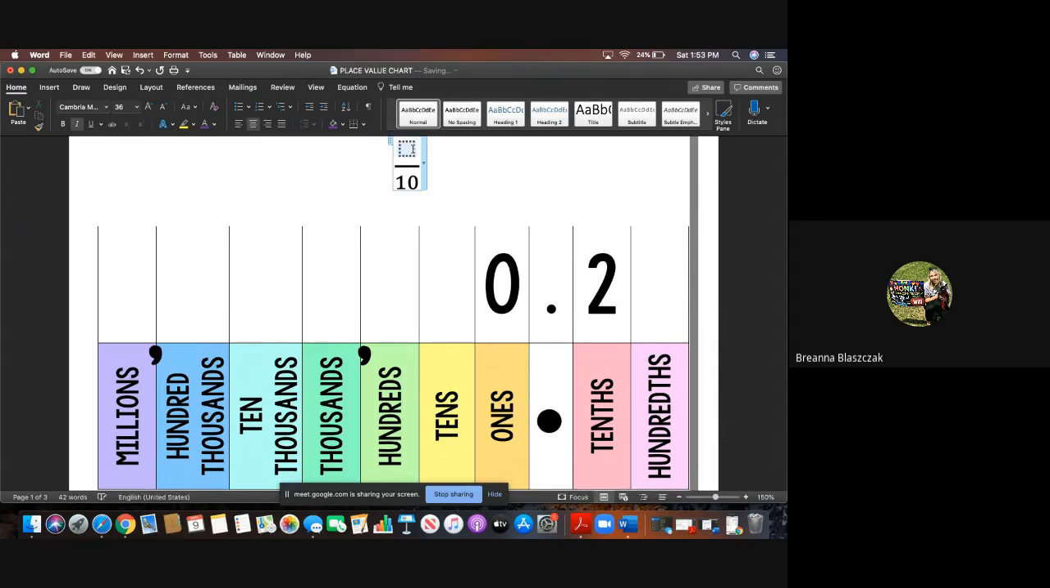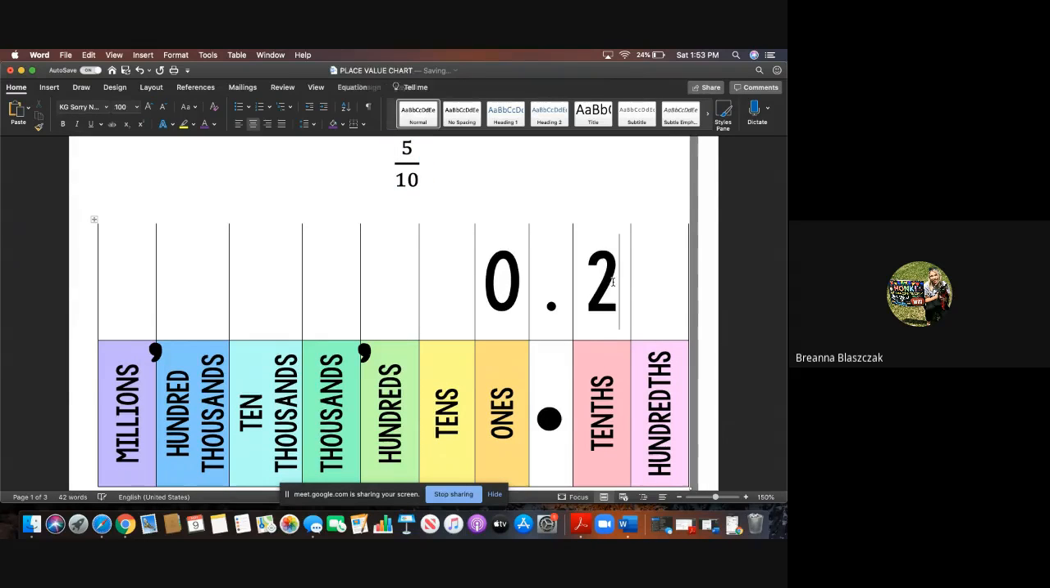We want to try another one. Again, we have 0 in the ones because this is a fraction, it's less than one whole. And we have 5 tenths. So 5 would be in our tenths category. So 0.5 is 5 tenths, and that's equal to 5 tenths a fraction. So these two versions of this value are the same.